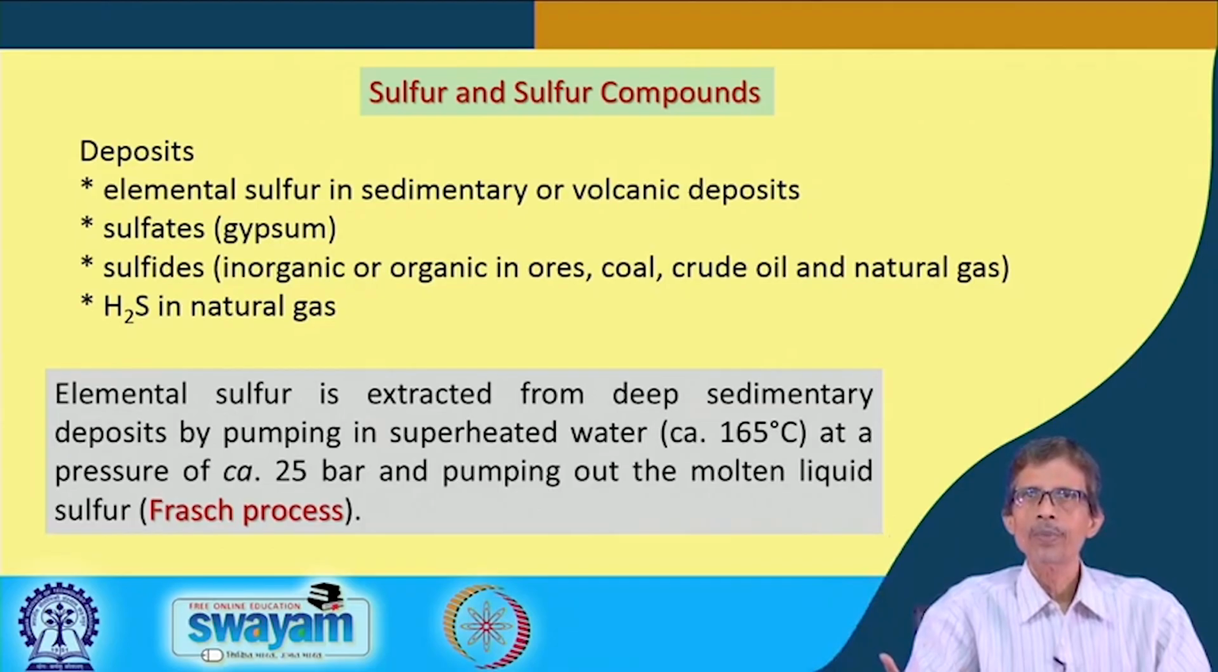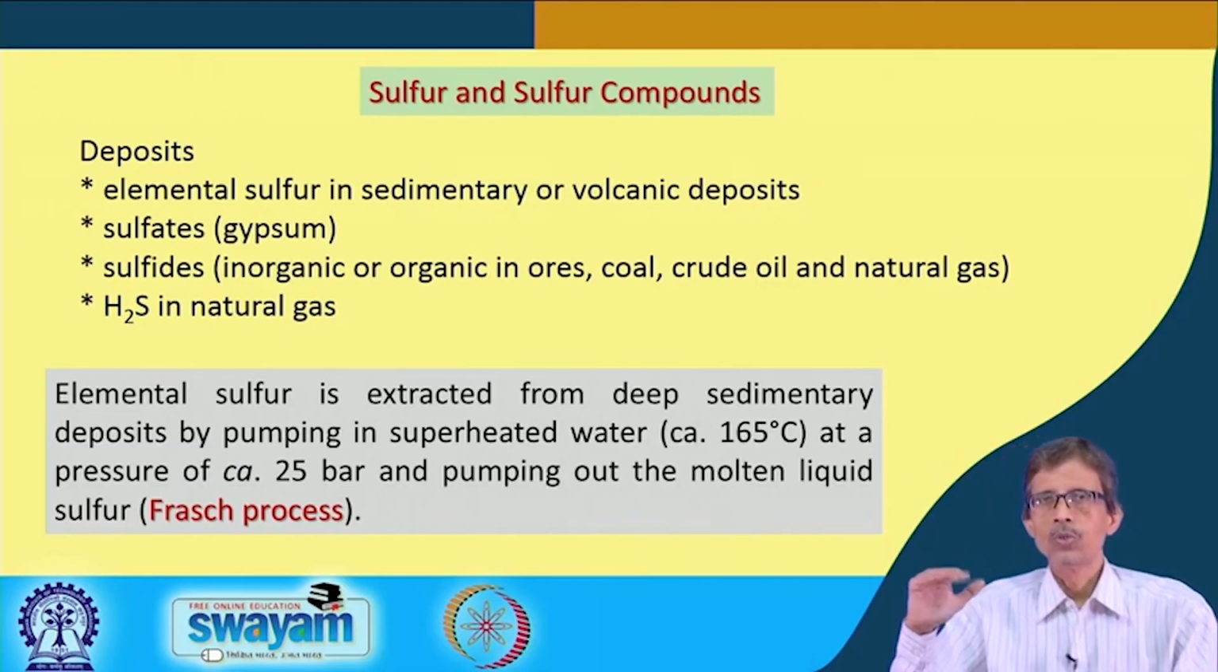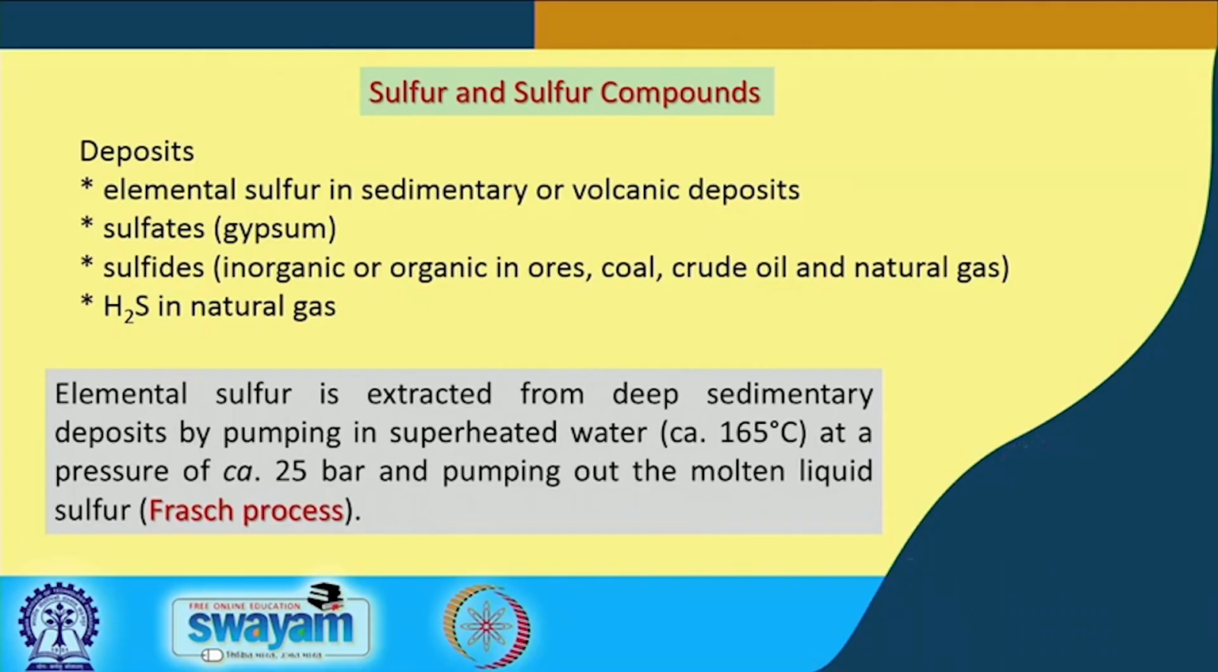So what we are doing is basically bringing the neat sulfur, where the sulfur concentration should be very high, to the surface. This particular technique is known as the Frasch process. The Frasch process is useful for taking sulfur from below the earth crust to the surface of the earth crust. Next day we will see how we can utilize this sulfur for making some useful sulfur compounds. Thank you very much.